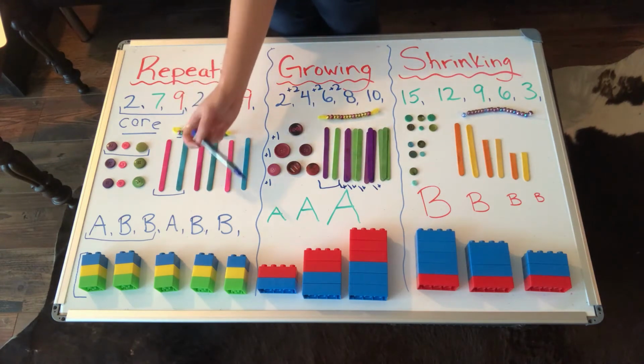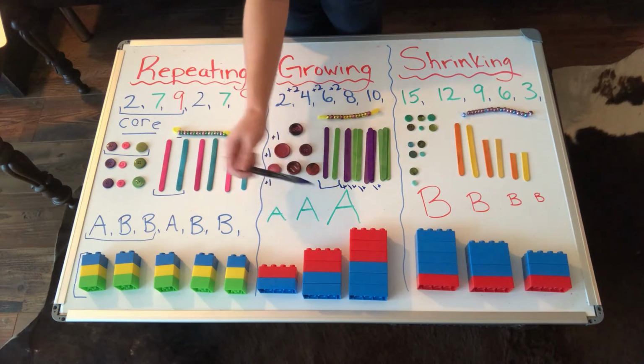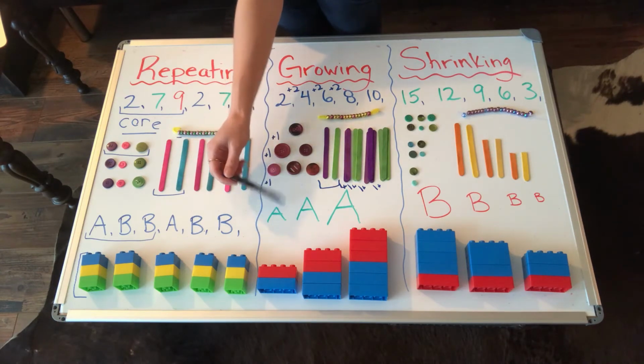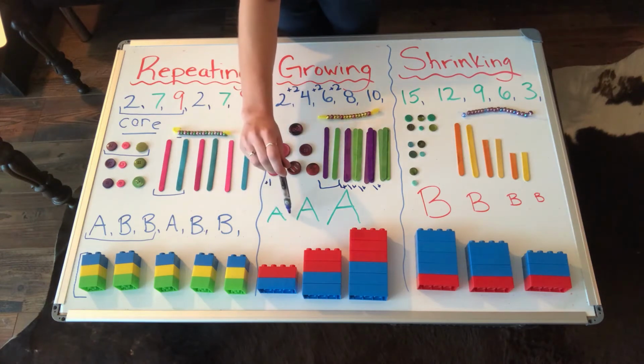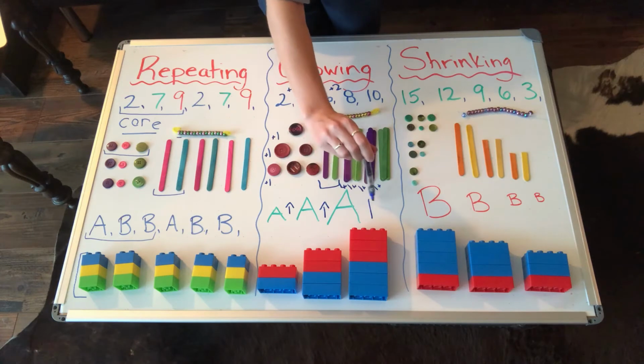Okay. Down here in our growing pattern on our letters, we're actually just increasing the letter size. We're making them bigger or taller. So our A gets bigger and bigger and bigger.